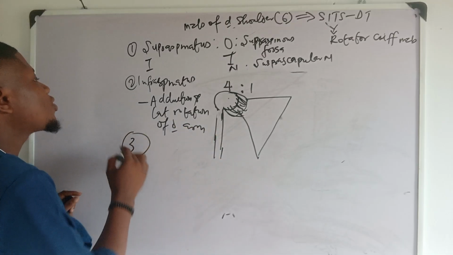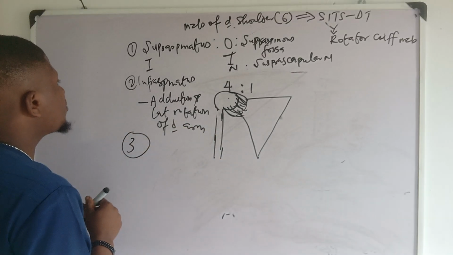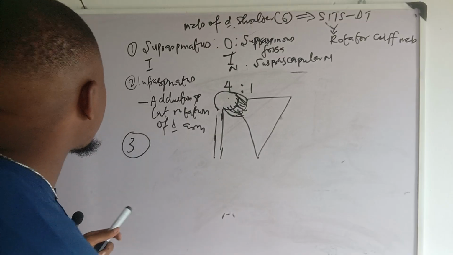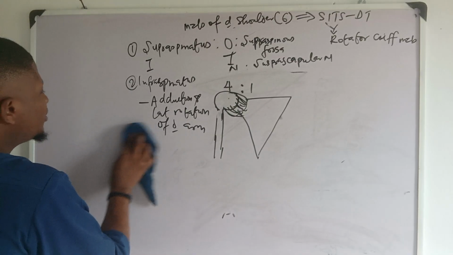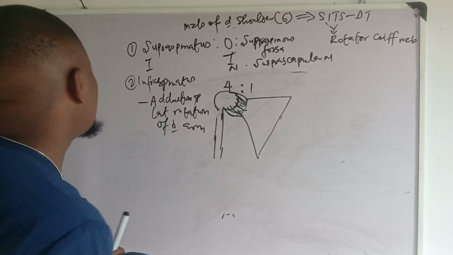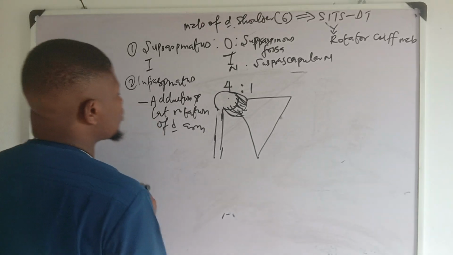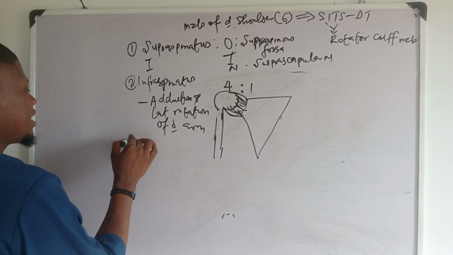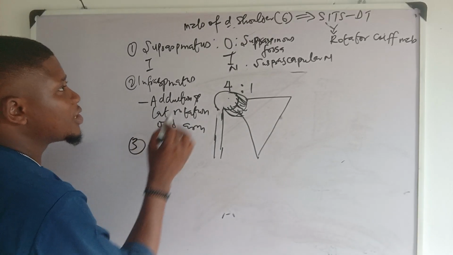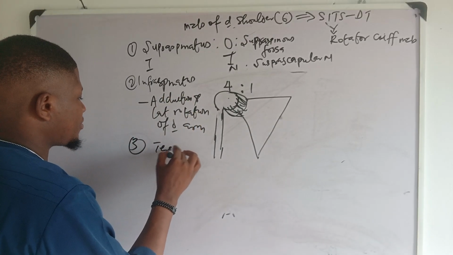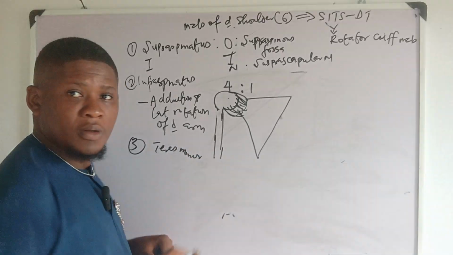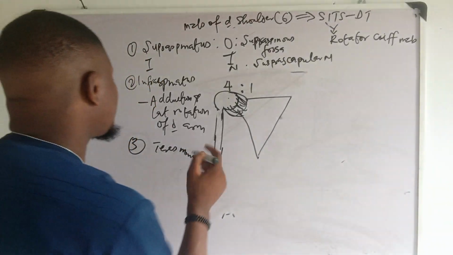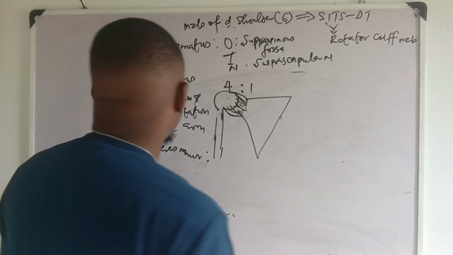Then, I think we're done with the origin, insertion, nerve supply, action. No unique feature about this muscle, no special thing. I can't remember any special thing about it. Then let's talk about the third one, which is teres minor.